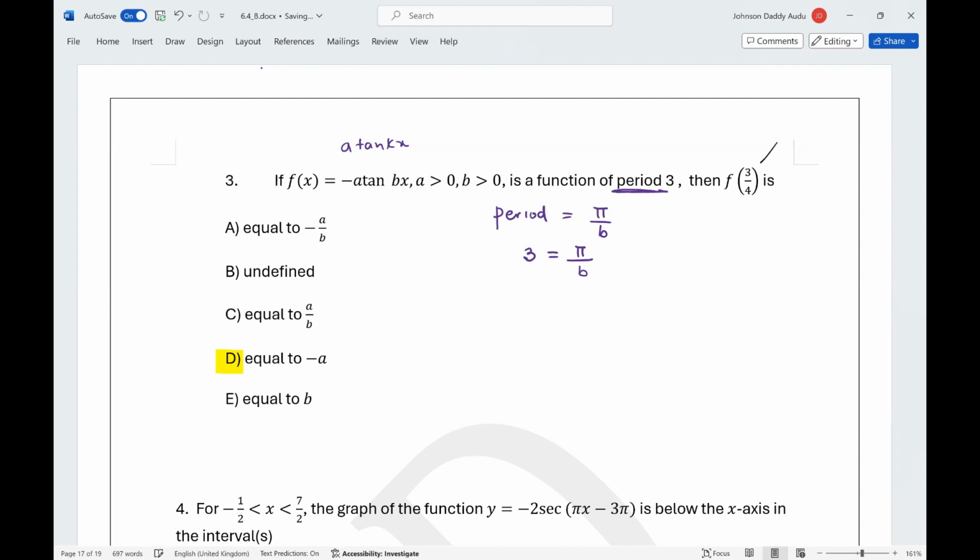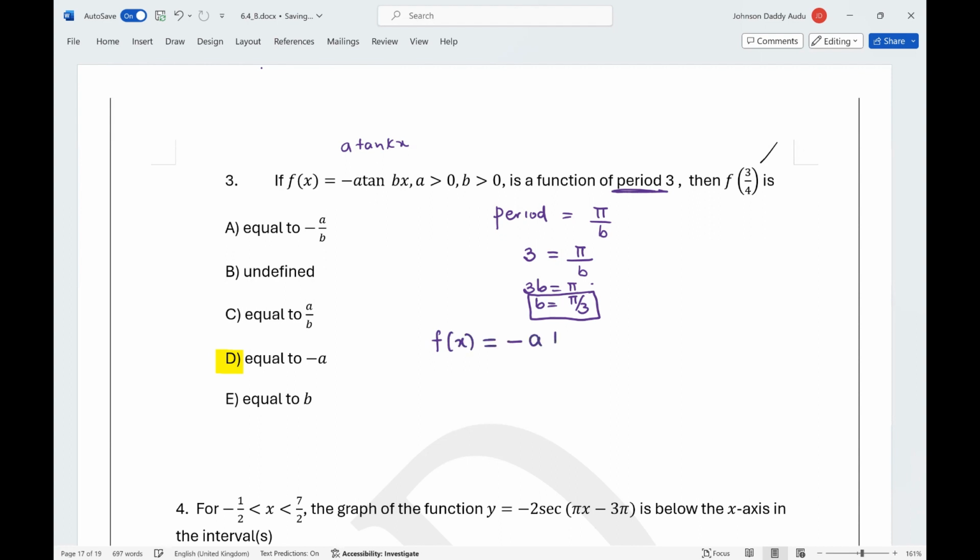So with this, it means that 3b equals pi. And this means that b is going to be pi over 3. So once we have b, we can put it back. So our function f of x is going to be minus a tan of pi over 3 times x. We just replace b, which we got.